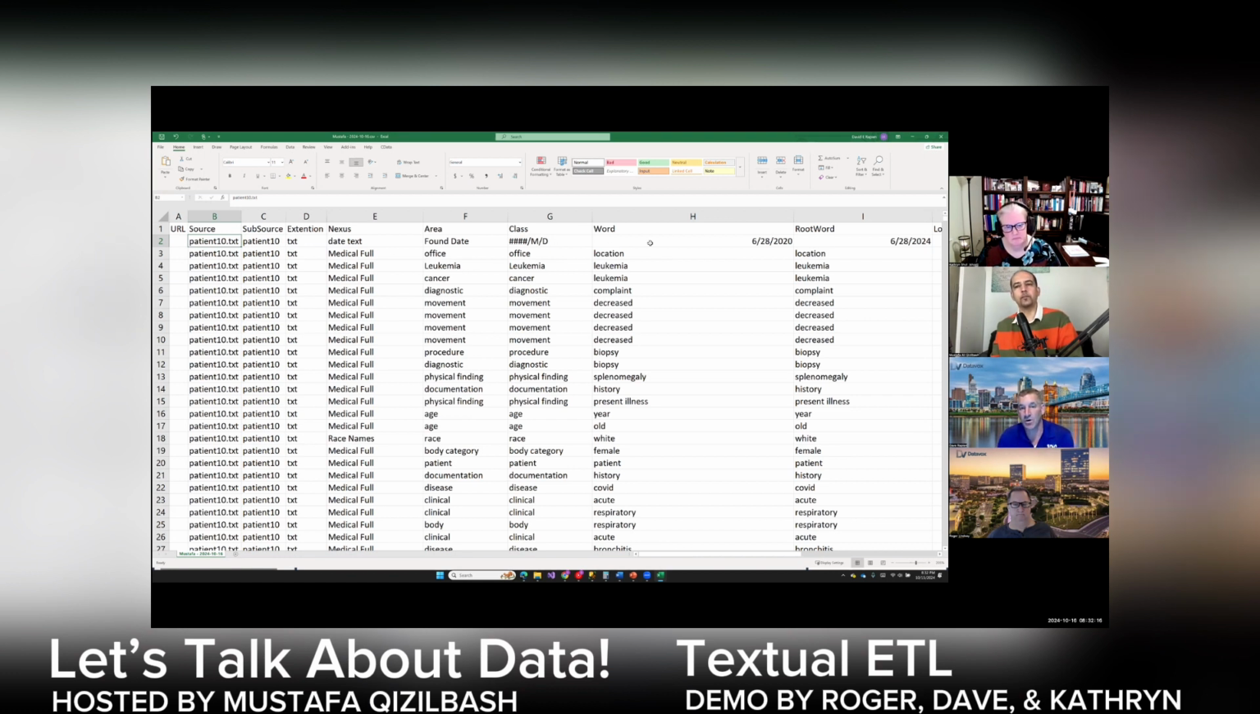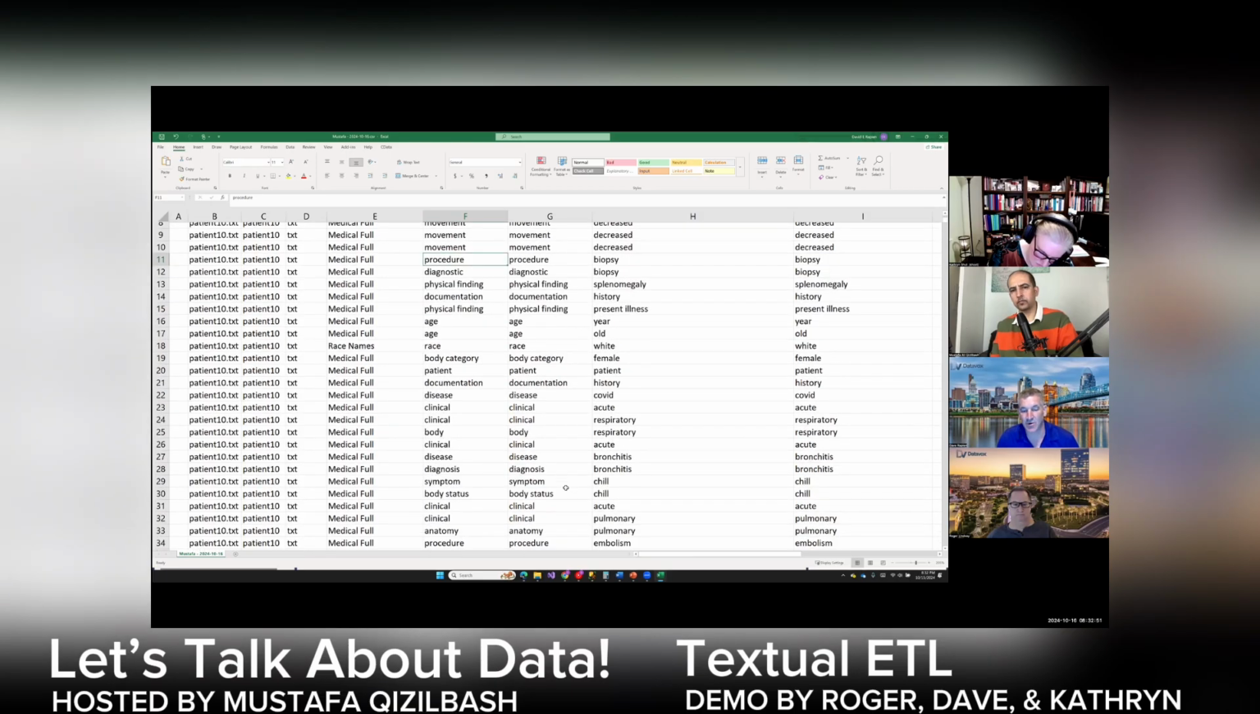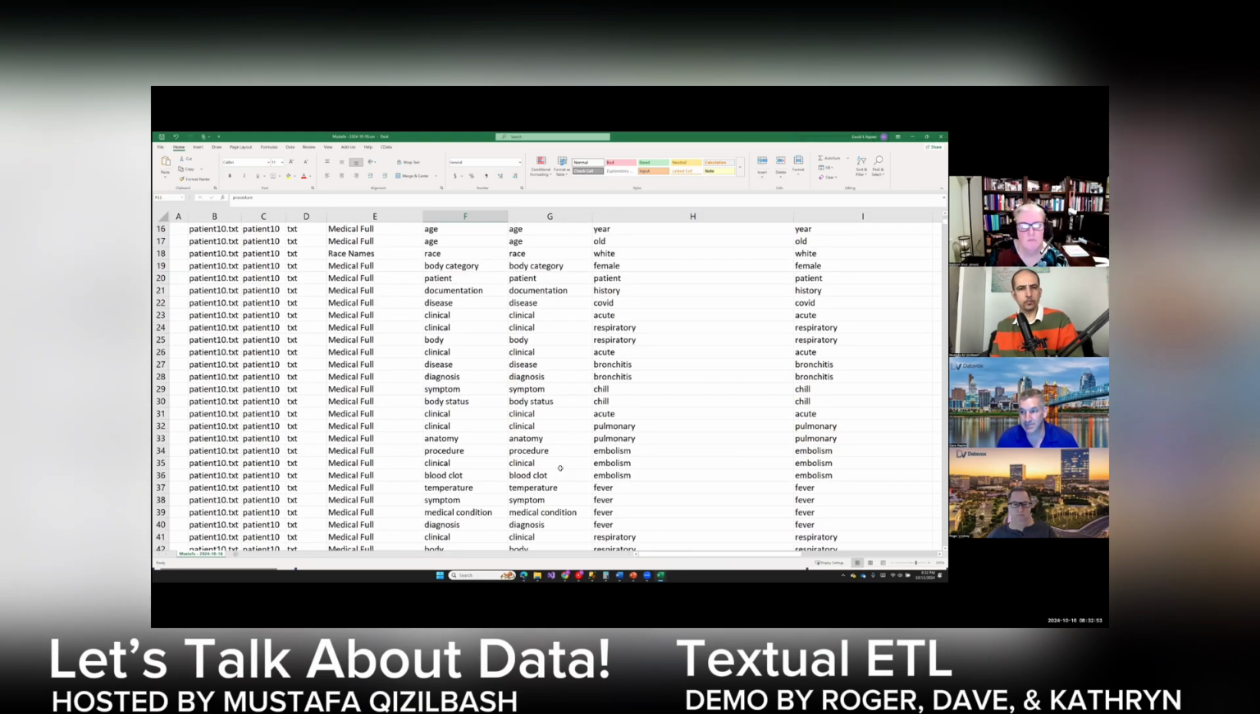You also have the word or classification or different things that you're looking for. Within each word, it comes under a classification and an area within a nexus. There are 4 layers of classification for each term, because one person may say a term one way and another person will say it the other way, but it comes back to we're looking for these procedures, these body categories, or this type of symptom.